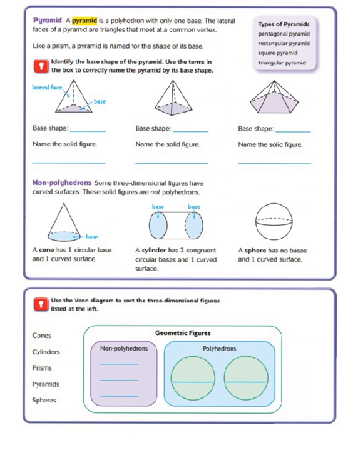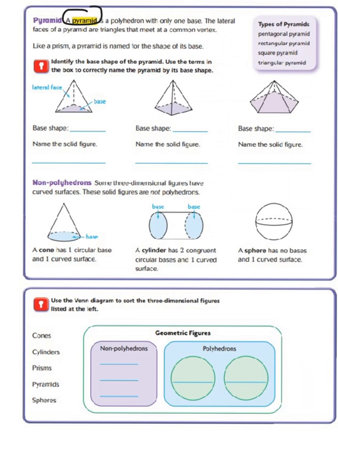So now let's take a look at our next shape. A pyramid, again, another term, and there's been a lot of new vocabulary entered in, so this should be being recorded in your math journals. A pyramid is a polyhedron with only one base. The lateral faces of a pyramid are triangles that meet at a common vertex. So like a prism, a pyramid is named for the shape of its base. So we're going to identify the base shape of the pyramid, and we are going to use the terms in the box to correctly name the pyramid by its base shape.